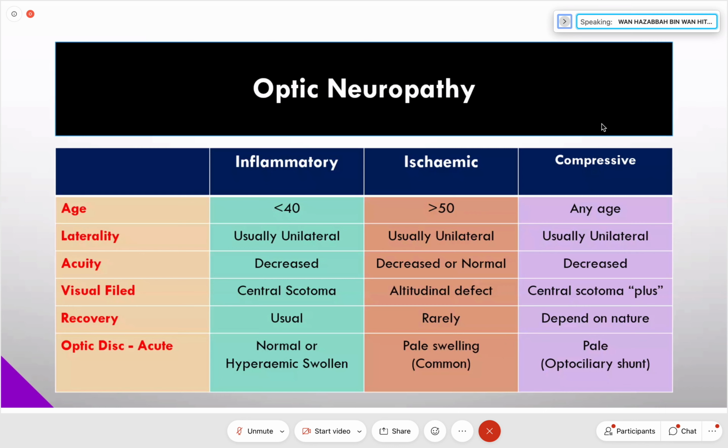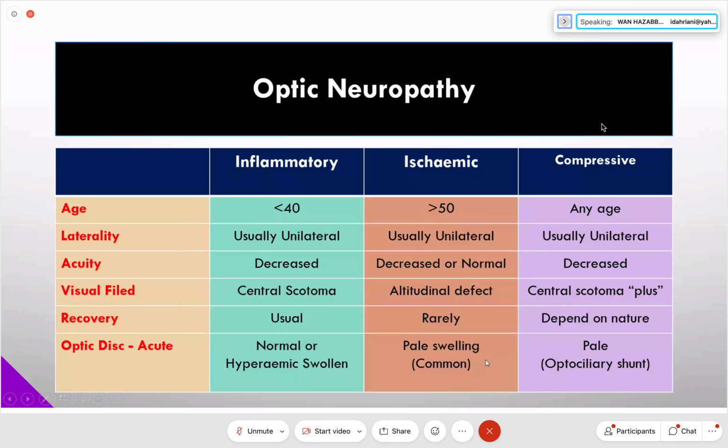This is a comparison between inflammatory optic neuritis with ischemic and compressive. I think you can see here quite clearly. Ischemic is most of the time unilateral. Some patients may still have good, normal acuity because only a certain part is involved. Common presentation is field defect. Patient may not recover fully. Partial maybe, but not very much. In terms of optic disc, it looks pale.